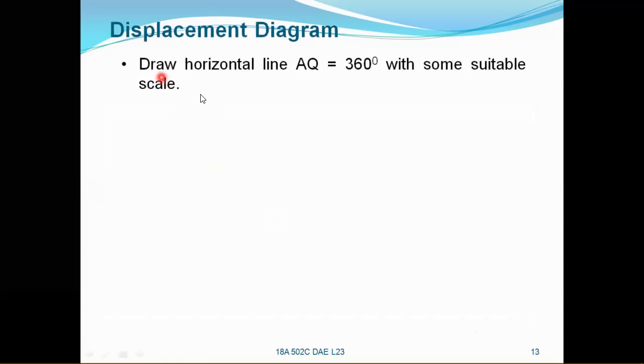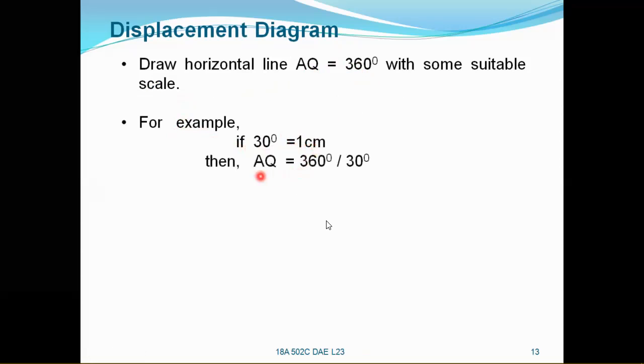Let us say draw horizontal line AQ equal to 360 degrees with some suitable scale. For example, if 30 degrees is equal to 1 centimeter, then AQ is equal to 360 degrees divided by 30 degrees, that is 12 centimeters. As previously I told you, you have to draw A to Q 12 centimeters.